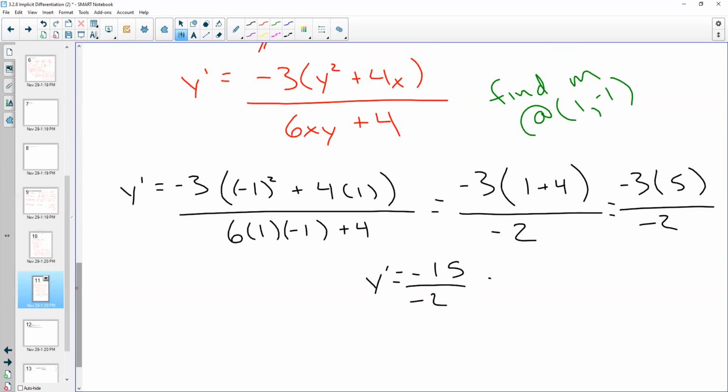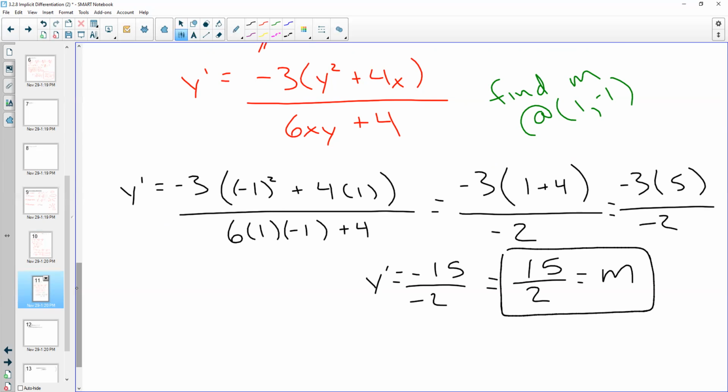So 15 over 2 is equal to m. Or 7.5 if you're a numbers person. I did it. I converted it to decimals, and then I figured since it's rise over run, I converted it back. Nice. I have a question.